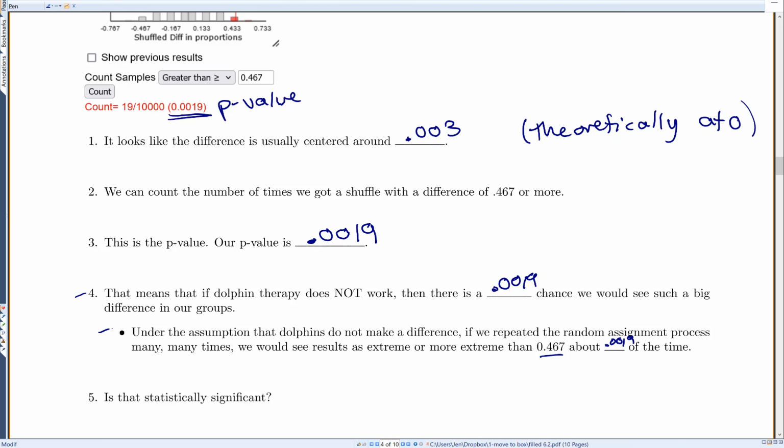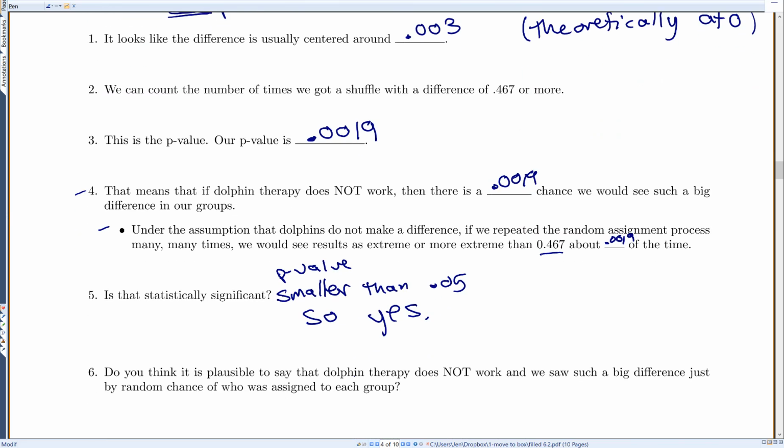So is that statistically significant? Is it smaller than 5% or 0.05? So smaller than 0.05. So yes, the p-value is smaller than 0.05. So it is statistically significant.